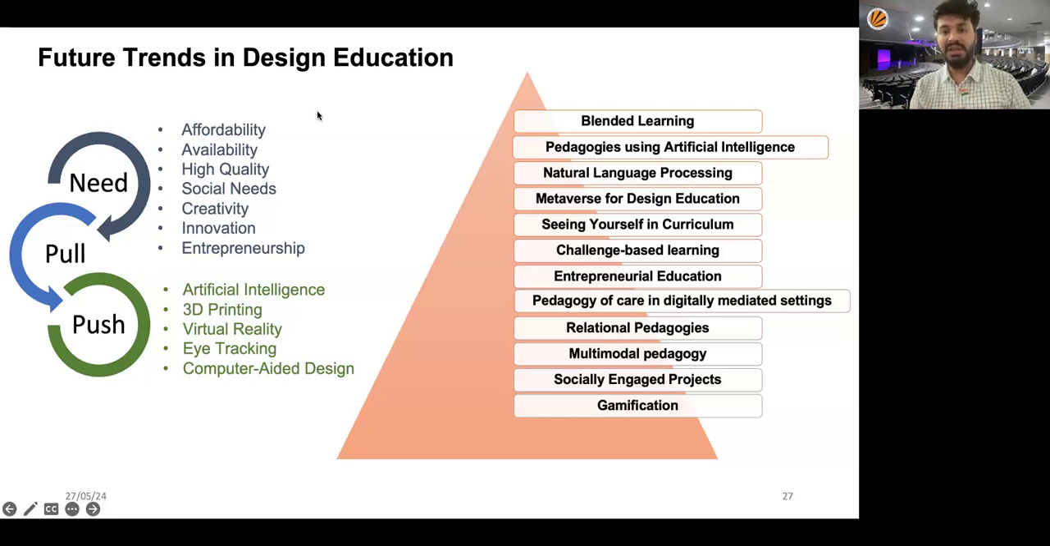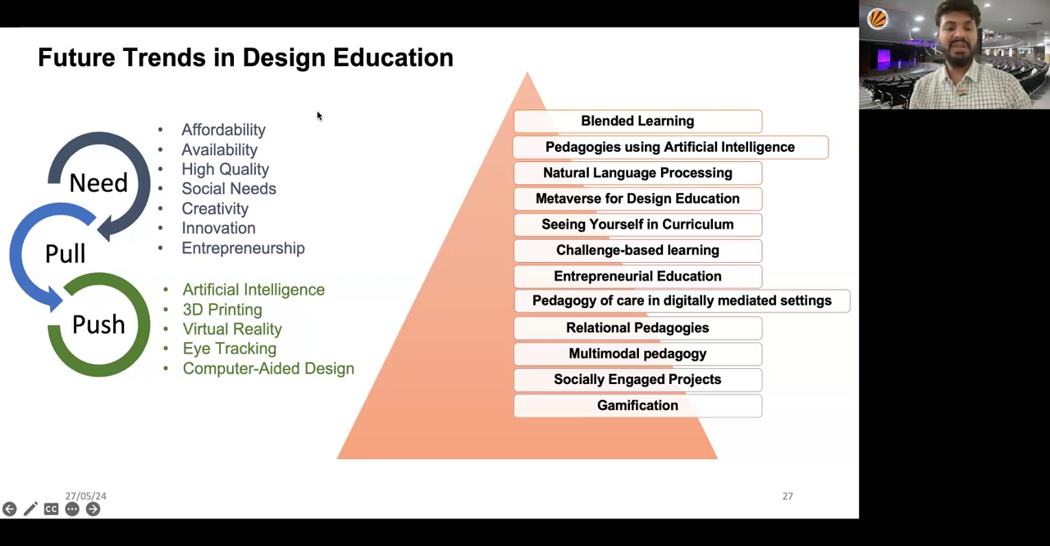Entrepreneurial education, as I mentioned to you, you have to think like an entrepreneur also, because ultimately you have to sell your product in the market. So another one, pedagogy of care in digitally mediated settings. Relational pedagogy is here. Multimodal pedagogy is here. Socially engaged projects are here. That is very important. If you are not engaging yourself with society, you can't solve the problem, because you are thinking only from your own mind, but you are not trying to actually understand the problem of the society.